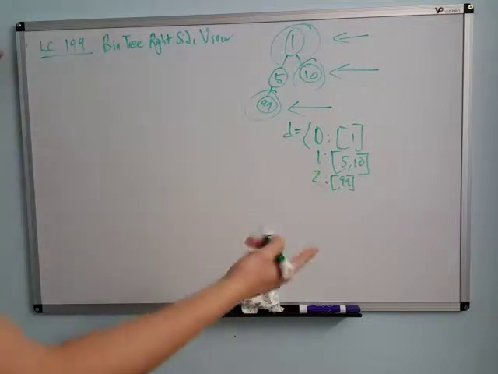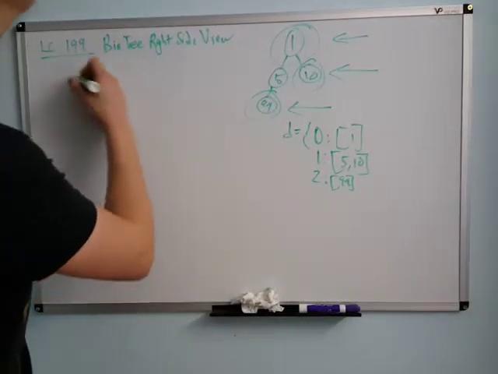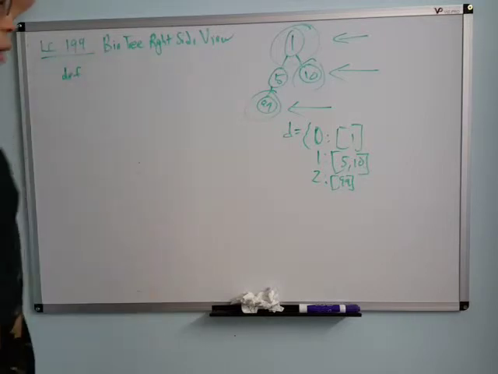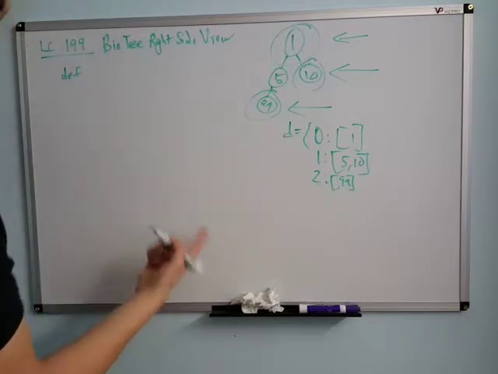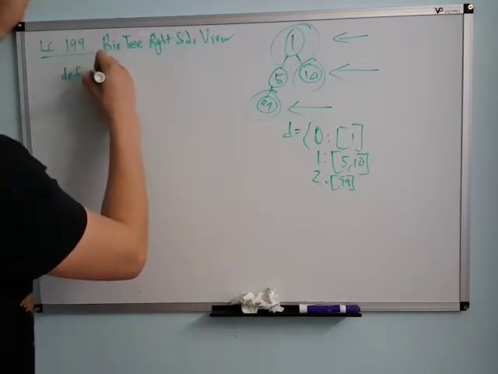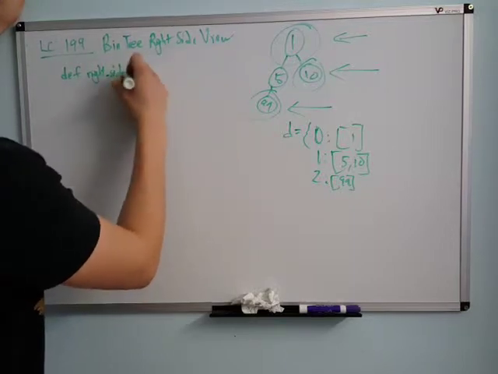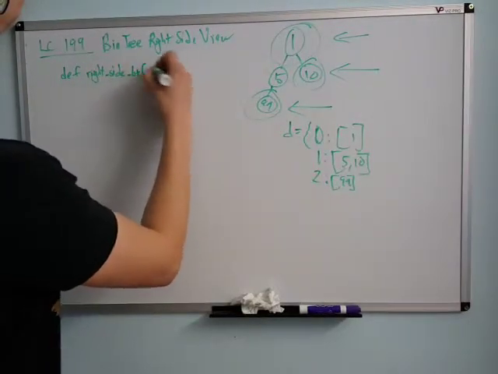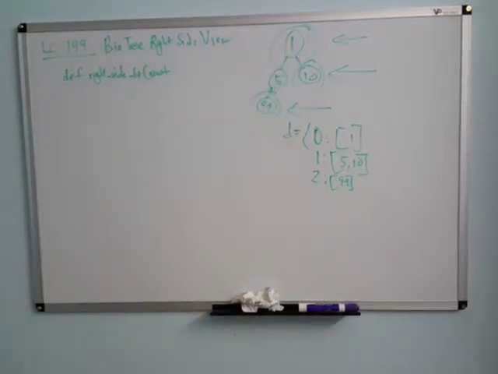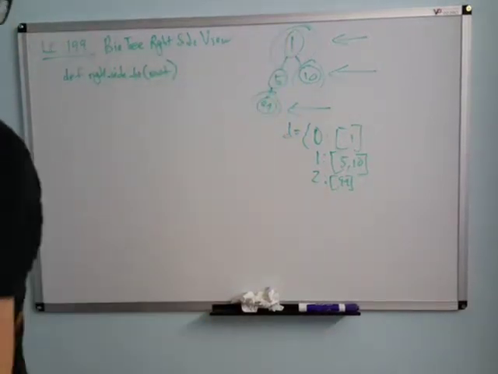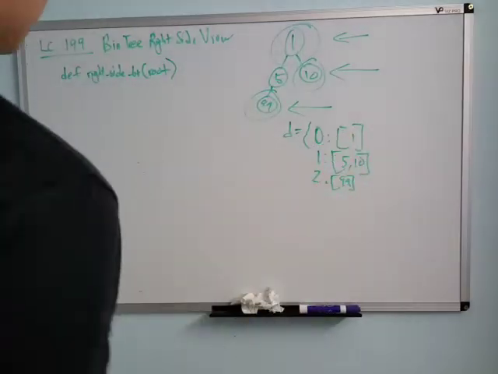So we'll have a helper function to generate this dictionary for us, right? So we'll define our main function, I guess. Define right side BT. It's going to take in a root node, and that's it. And we're creating a dictionary. Default value should be a list.